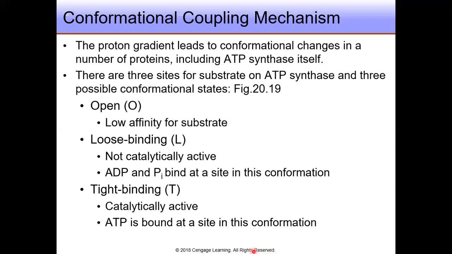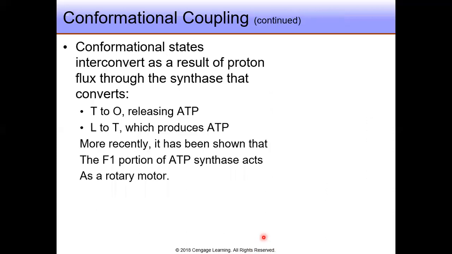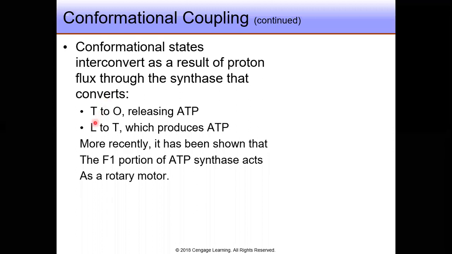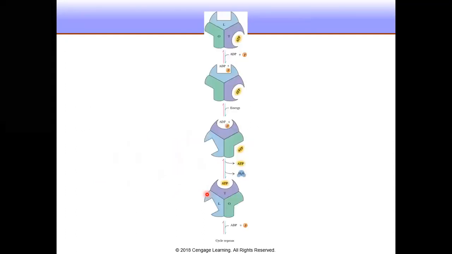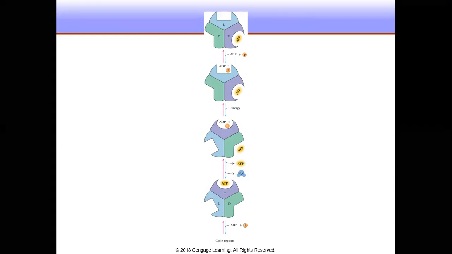Now, let me show you. The conformational states interconvert as a result of proton flux through the synthase, which converts T to O, releasing ATP, and L to T, which produces ATP. More recently, it has been shown that the F1 portion of ATP synthase acts as a rotary motor. Now, what happens here? If we look at the top here, you see?